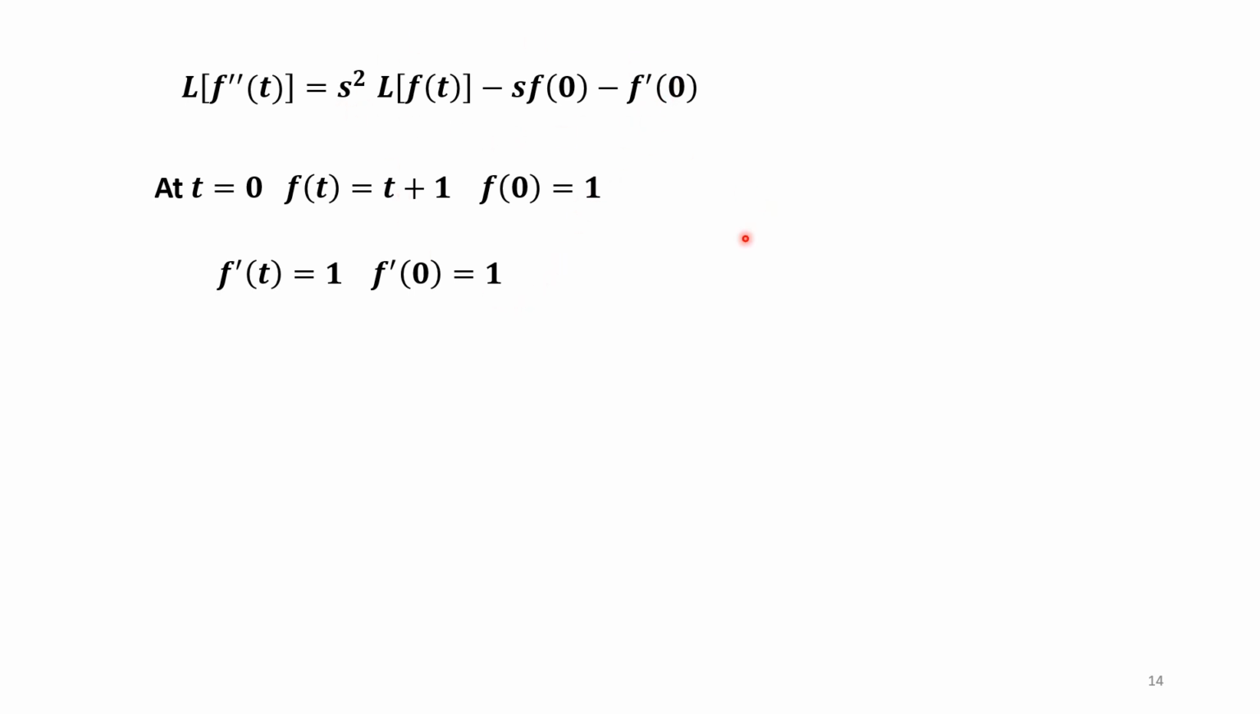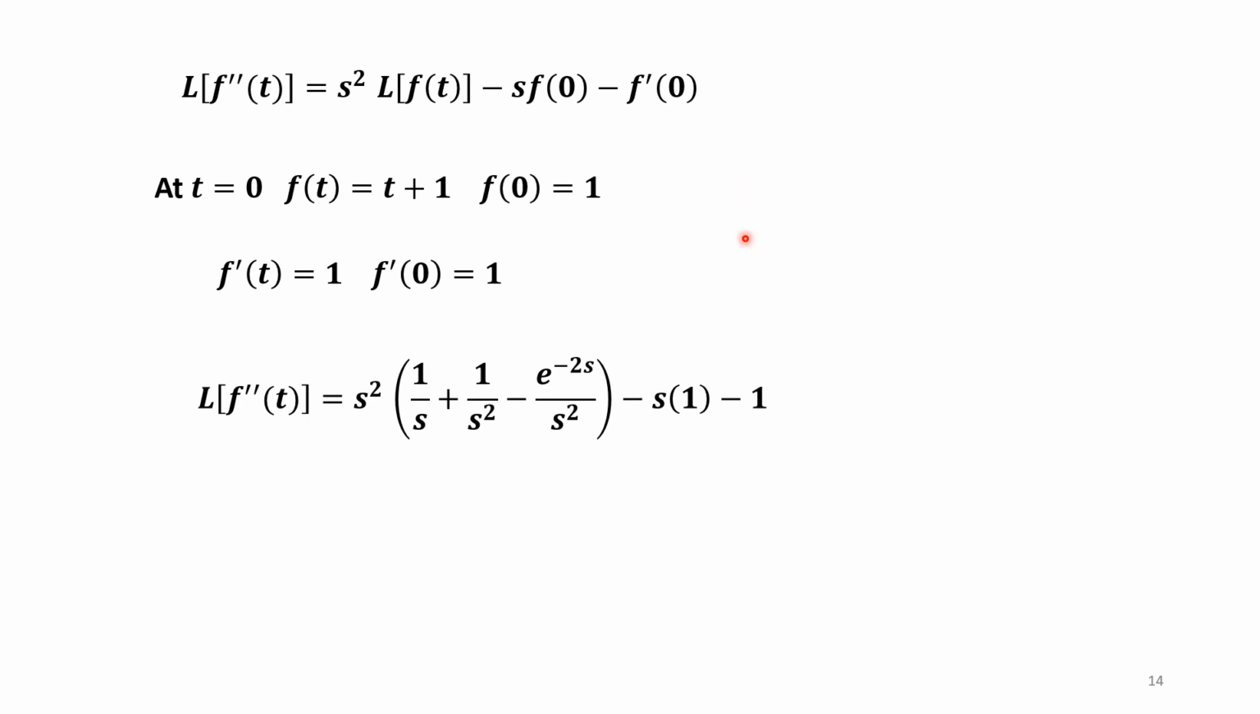Substituting everything in L of f double dash of t. We have already derived L of f of t. f of 0 is 1, f dash of 0 is 1. Simplifying, taking s square inside the bracket, s square upon s is s, and s square into 1 upon s square becomes 1. This s square also gives minus e raised to minus 2s, minus s, minus 1. Again, s will get cancelled and 1 also will get cancelled. The remaining will be minus e raised to minus 2s.